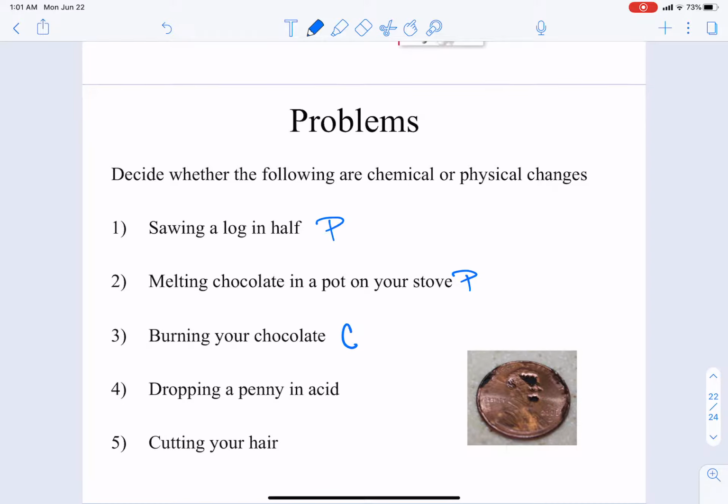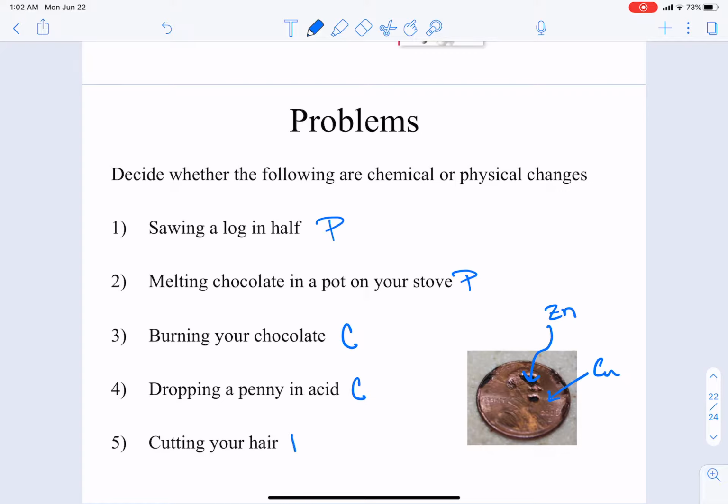What about if you drop a penny in acid and the metal that's inside, that copper, so what we have these days is zinc metal in a copper shell, and the zinc metal reacts with the acid. Well, that's a chemical reaction. So you don't have your zinc metal after you have done the change, it's gone. So that is what kind of change? That is chemical.